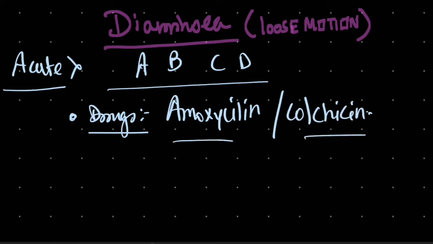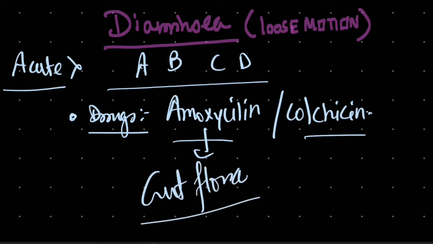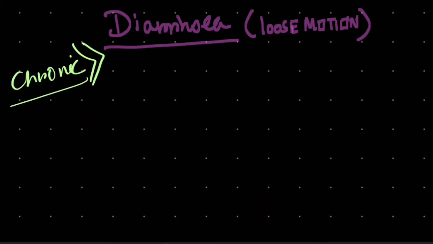Many antibiotics can cause diarrhea because they disturb the normal gut flora. Even excess probiotic use can cause diarrhea. Now, let's come to chronic diarrhea. For chronic diarrhea, our mnemonic is I. Yes, every cause starts from I.